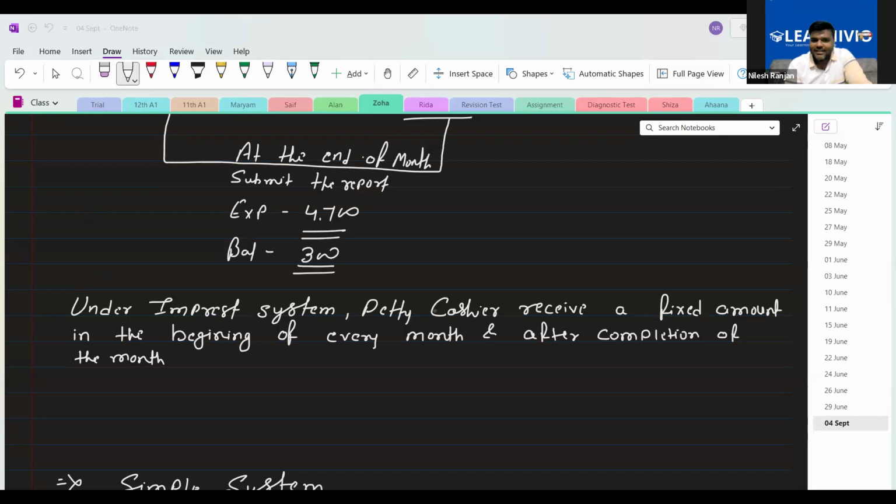So under the imprest system, the petty cashier receives a fixed amount in the beginning of every month, and after completion of the month, he will submit the report to the main cashier.